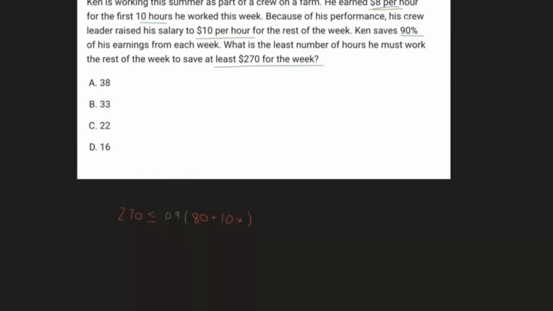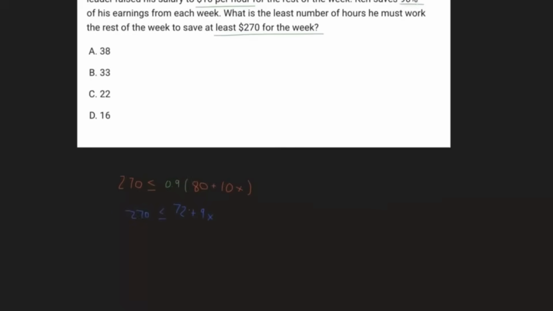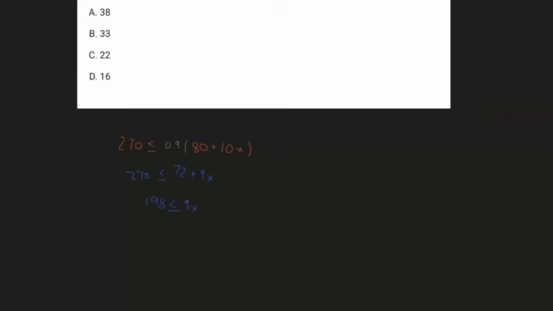So 0.9 times 80 is going to give us a value of 72. 0.9 times 10x is going to be plus 9x. Set this greater than or equal to 270. And so we want to subtract 72 from both sides because we're isolating for x. And so we get 198 is less than or equal to 9x. Divide both sides by 9 and we get a value of 22 is less than or equal to x.